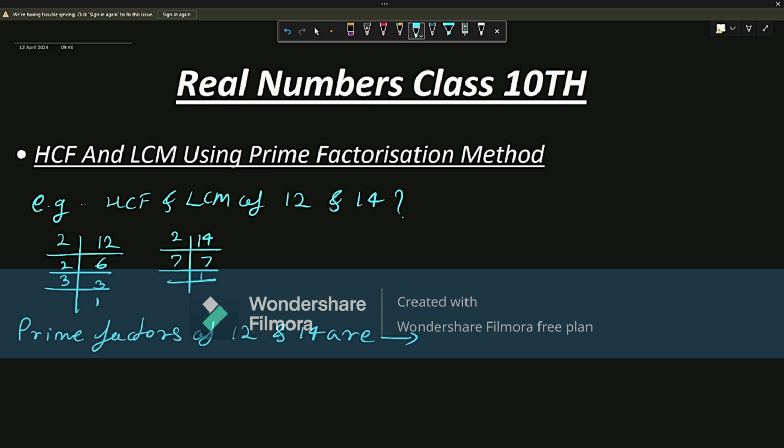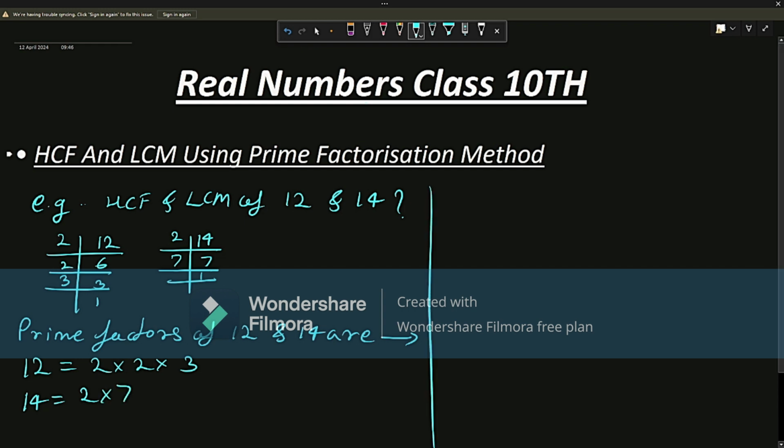Also, in your exams you need to describe each and everything so they can give you marks on that. So if you have found out the prime factors, then you have to write it like that. Prime factors of 12 and 14 are: 12 is equal to 2 into 2 into 3 and 14 is equal to 2 into 7.